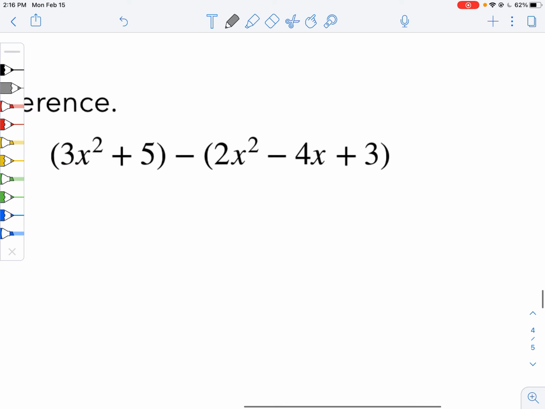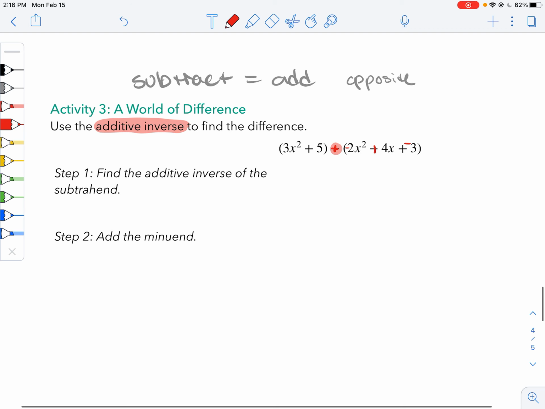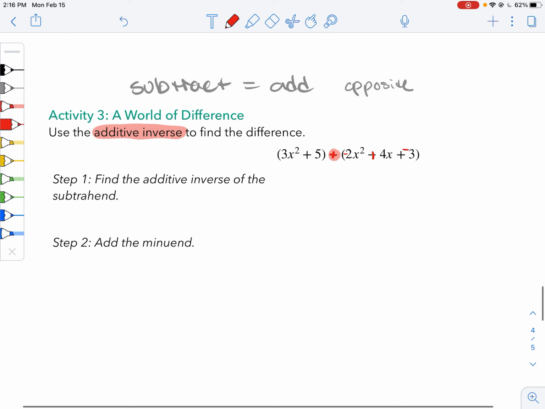I like to think of it as taking the minus sign and distributing it to everybody. So that becomes a plus. Here we've got a minus. Minus becomes a plus. This becomes a minus. And that's exactly what we're going to do. We're going to change everything to its opposite. So when I say add the additive inverse of the subtrahend, that is this second number, which is this guy. And the minuend is the first number.